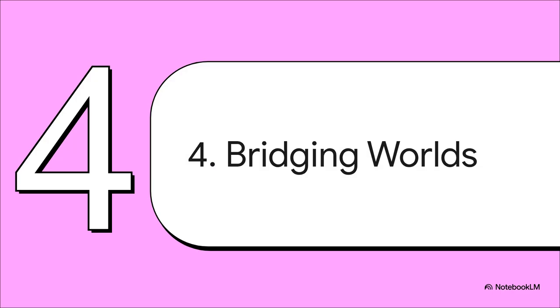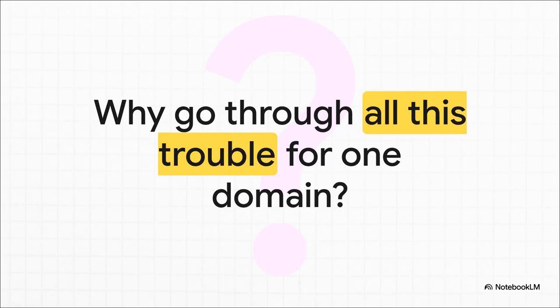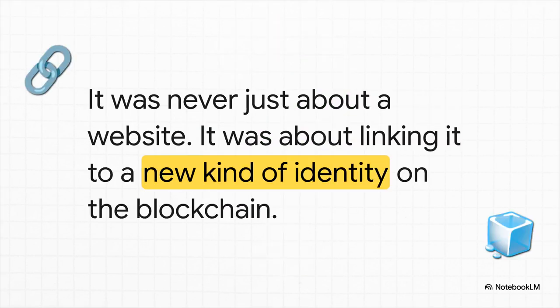So, with the domain security finally fixed, we can now get to the real reason for all this painstaking work. You see, it was never just about one website. I mean, why would a developer spend days fixing such a complex, hidden security flaw on just a single domain? Well, it's because that domain was meant to be a bridge. The real goal was to connect the traditional web, what we call Web 2, to the decentralized world of Web 3. And to do that, that foundation of trust, that DNSSEC, it had to be perfect.